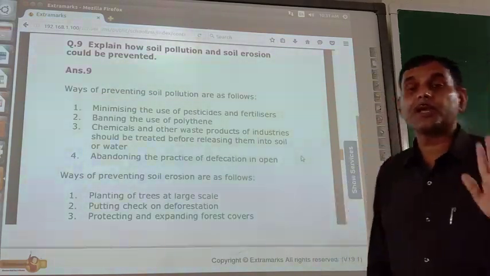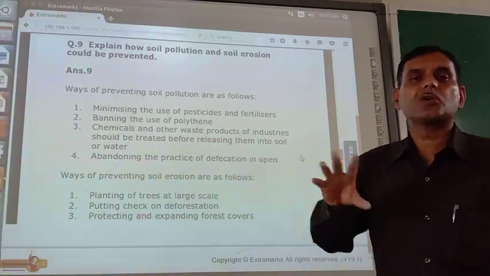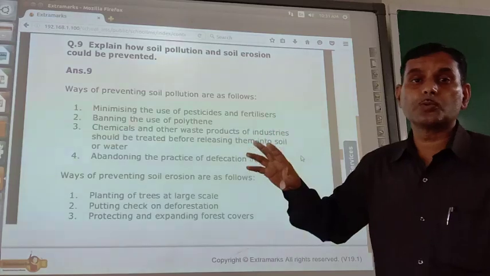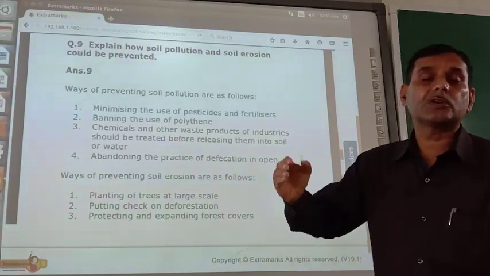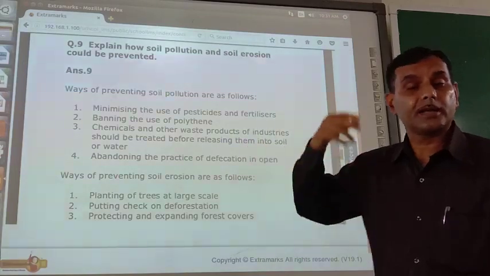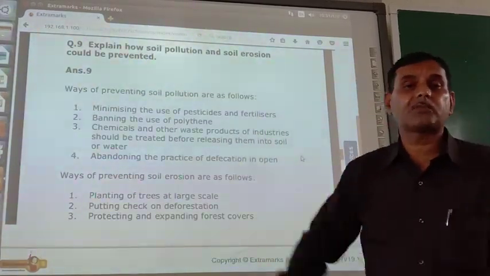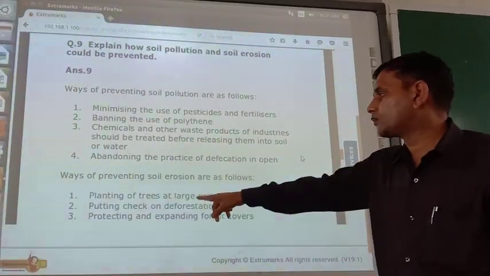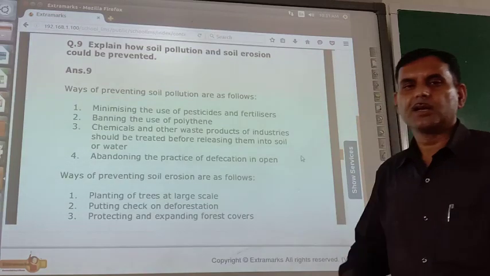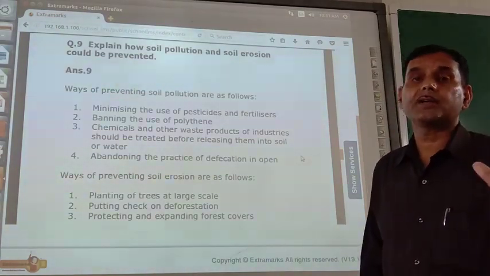If trees are planted more in number, then soil can be conserved. It won't be eroded. You know that in the plant, roots are there, and those roots bind the soil particles. That is why soil erosion cannot occur. Even if wind speed is more or stream of water is fast, then also it can be stopped. Another one is putting a check on deforestation. Means deforestation should be banned.